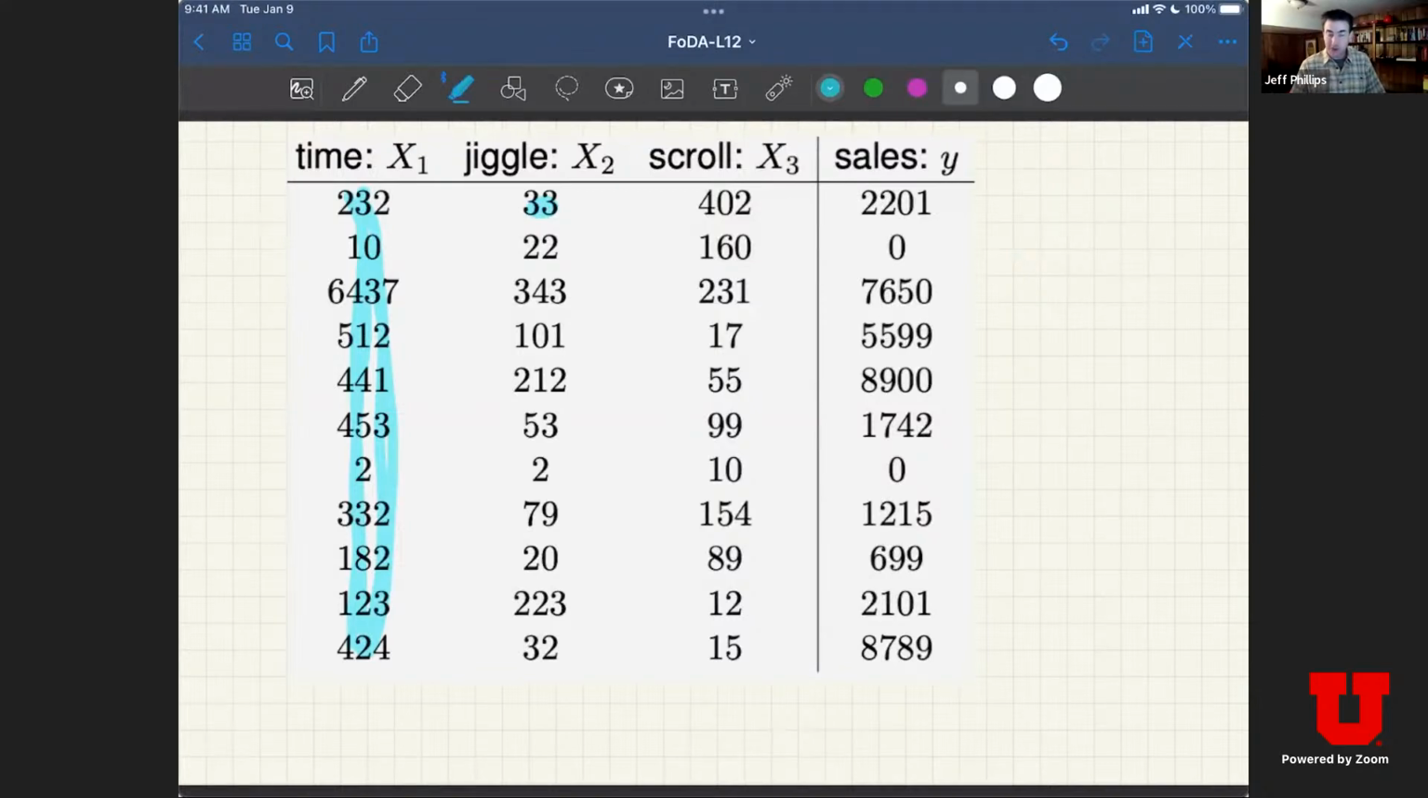And then the third one is the scroll. How much do you scroll down the website? Now, a lot of websites have this continuous scroll. The more you're scrolling down, the more you're looking for stuff, right? So maybe this is a positive thing to do as well. And what you'd like to do is finally predict the sales. How much money did the customer spend on the website?